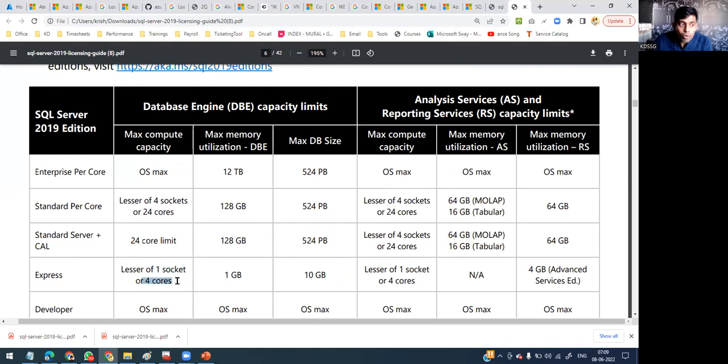One socket or, oh, sorry. I thought it is one core. It is 4 cores. Sorry, sir. Express edition, free edition: 4 cores, 1 GB RAM maximum, 10 GB of storage, database size 10 GB only. Okay. And the remaining above are all here. So you know this calculation now.